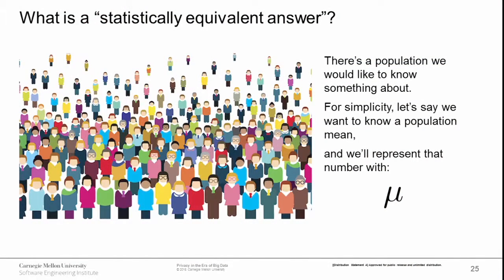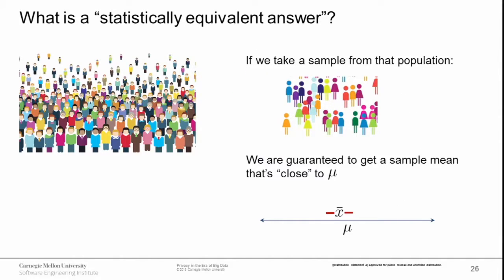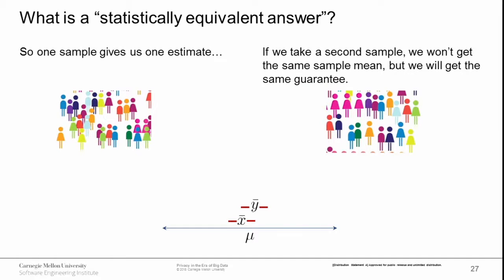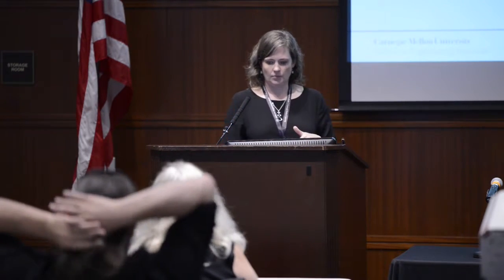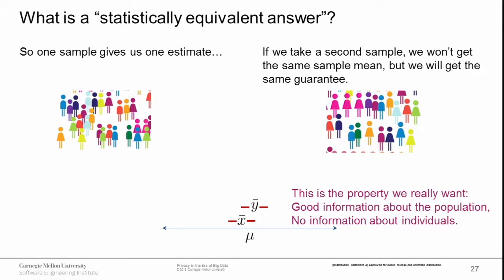So what do I mean by statistically equivalent answer? The best analogy is if we go back to a Stat 101 idea. We want to know something about a population. For simplicity, let's say that number is just the population mean. If I take one sample, I get a sample mean, which I know is close to the truth within some error bounds. And if I took a different sample, I would get a different number, which is close to the truth within some error bounds. So I would like the difference between what I get from database A and what I get from database B to be about the same difference, so that it doesn't depend just on me. So this is the property we want. We want good information about the population and too little information about individuals.